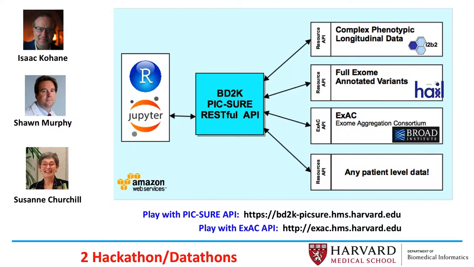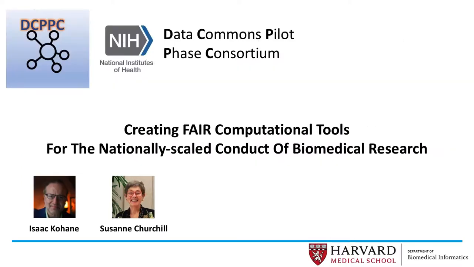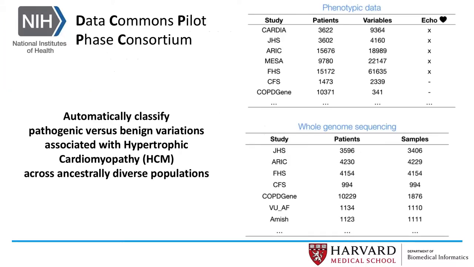So now I'll show you three examples that I haven't shown last year of projects that are using this Picture API at scale. And so the Picture API, and you'll see it, is a key component where we made the link for the public version of I2B2 tranSMART. And one of the projects, the NIH Data Commons that also Zach mentioned, is at a national scale to create FAIR computational tools for a national scale conduct of biomedical research, where we are working with many different teams within this consortium. And one of the scientific research projects is to automatically classify pathologic versus benign variation associated with hypertrophic cardiomyopathy across ancestrally diverse populations.